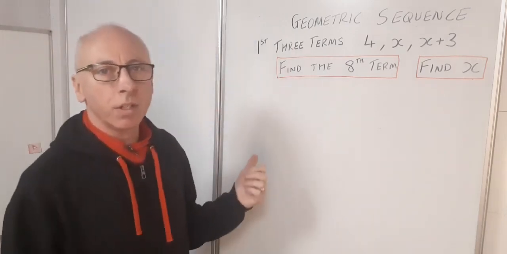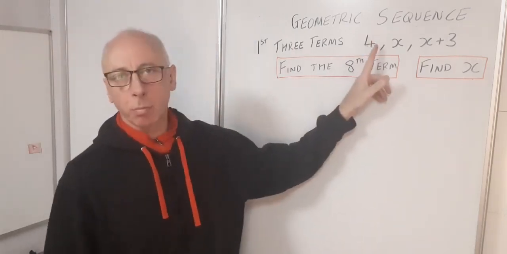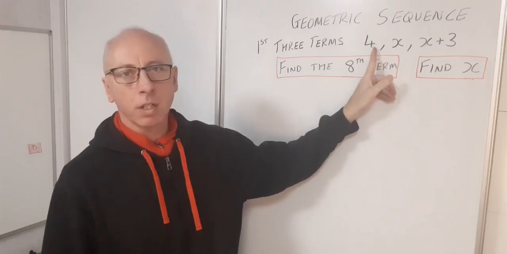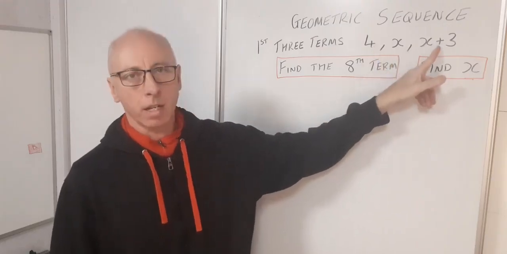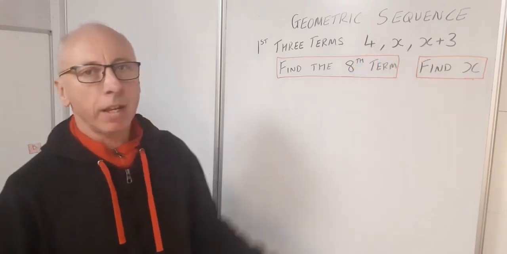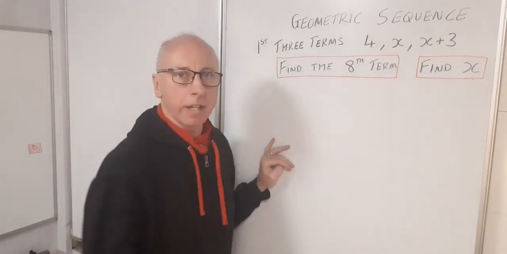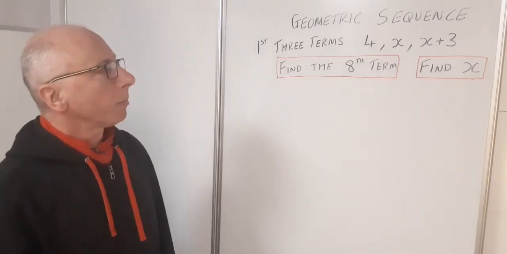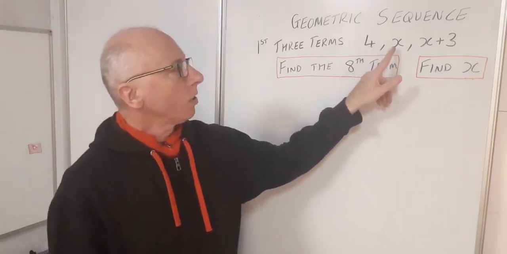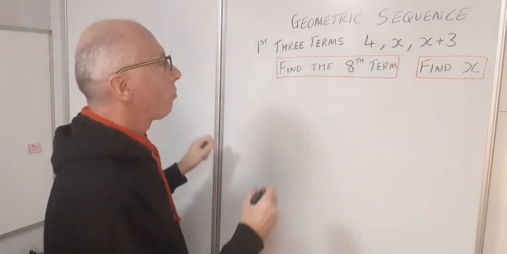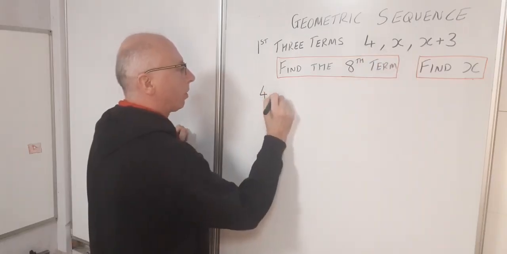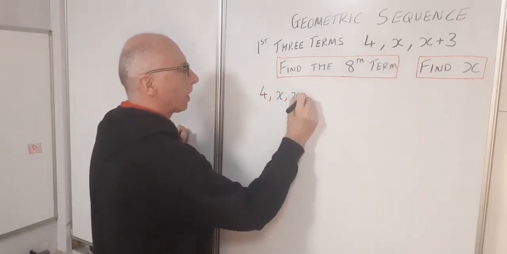So in this question, we're given a geometric sequence in algebraic format. The first three terms are 4, x, and x plus 3. Now from that information, we want to try and find the eighth term and find x. So as that's term 1, term 2, term 3, if I just write them out, I've got 4, x, and x plus 3.